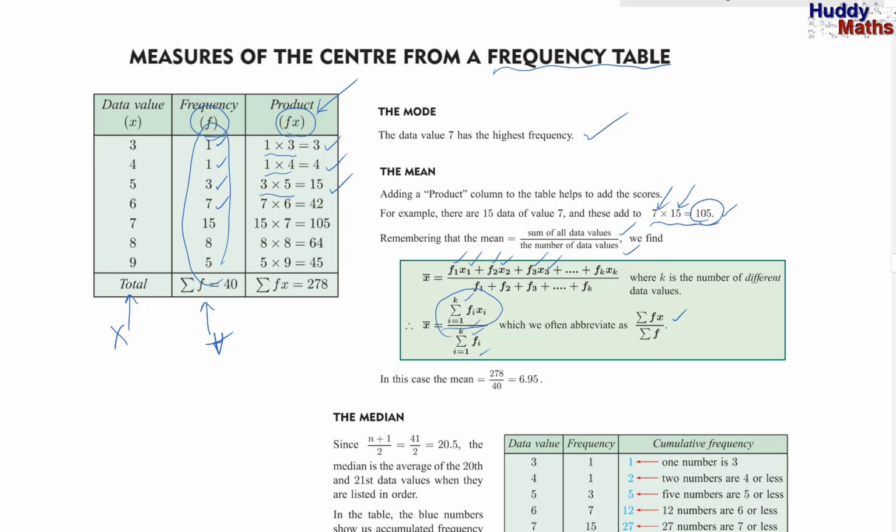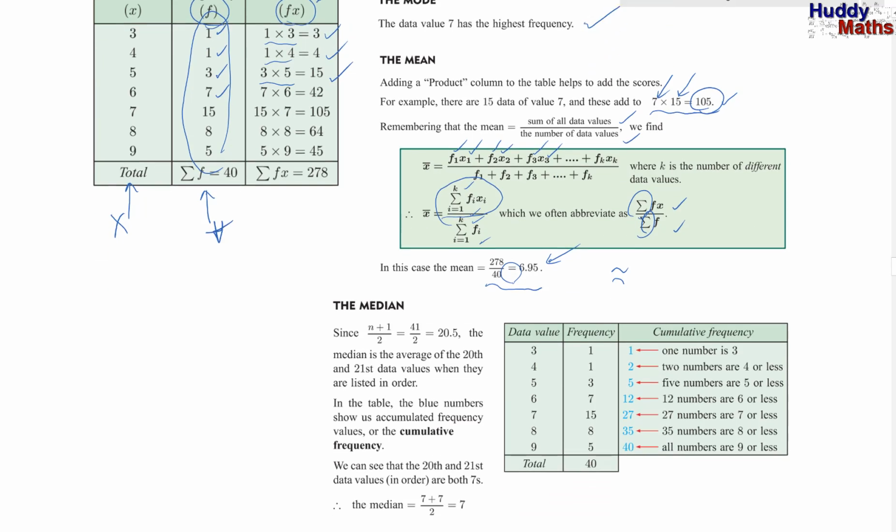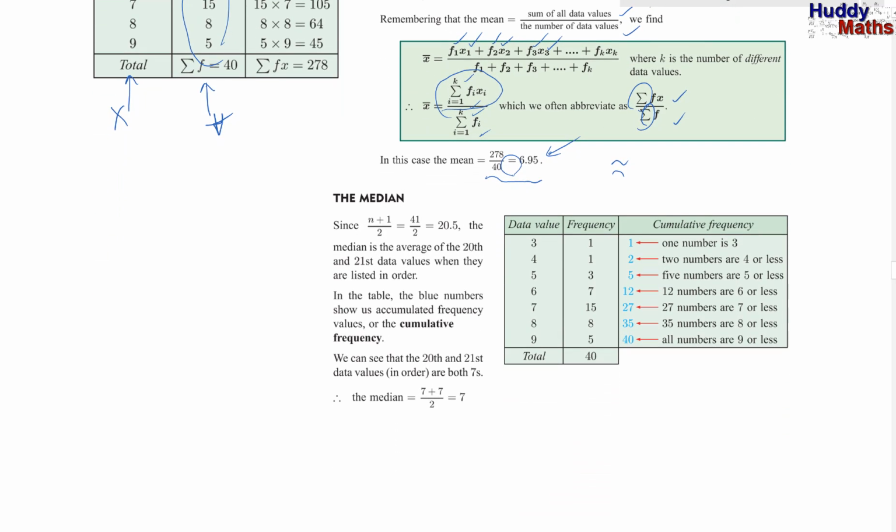So here we can abbreviate it without the i's. It's the sum of fx over the sum of the f's. So here 278 on 40 is approximately, see that squiggle sign there, approximately 6.95, because we have rounded the figure off. Okay, let's have a look now at the median.